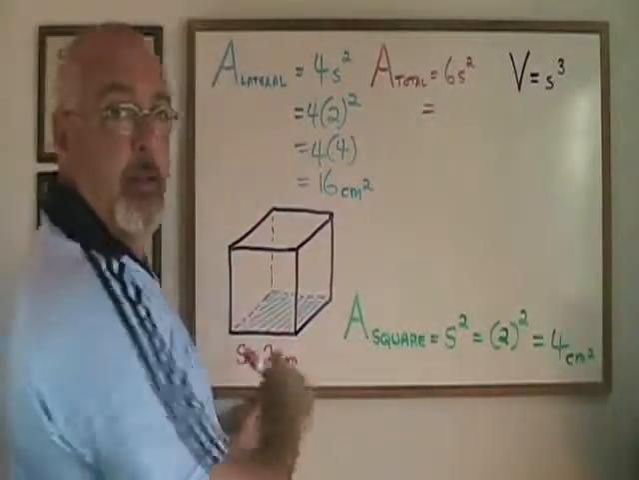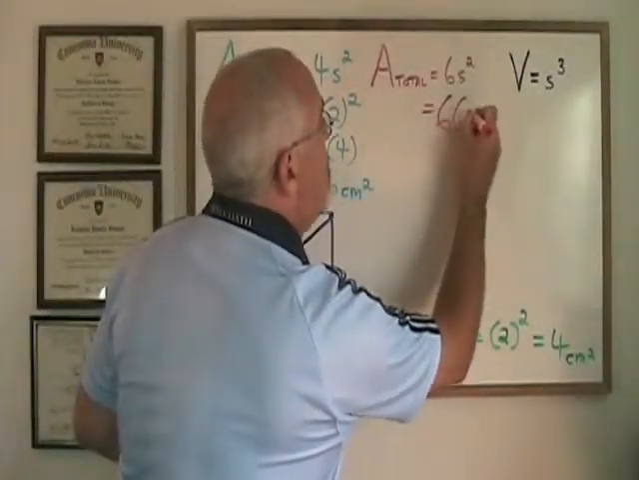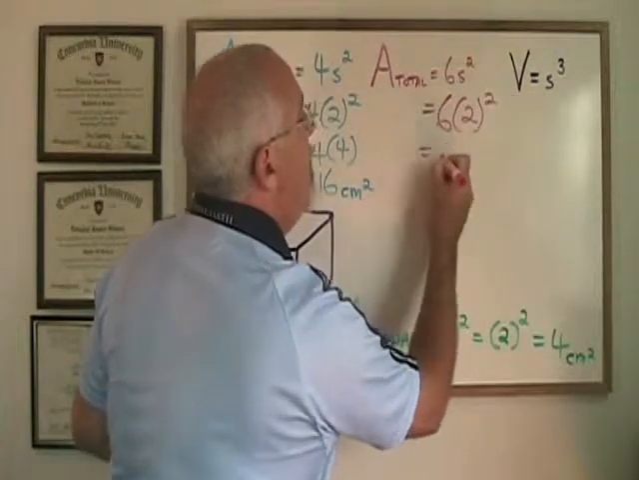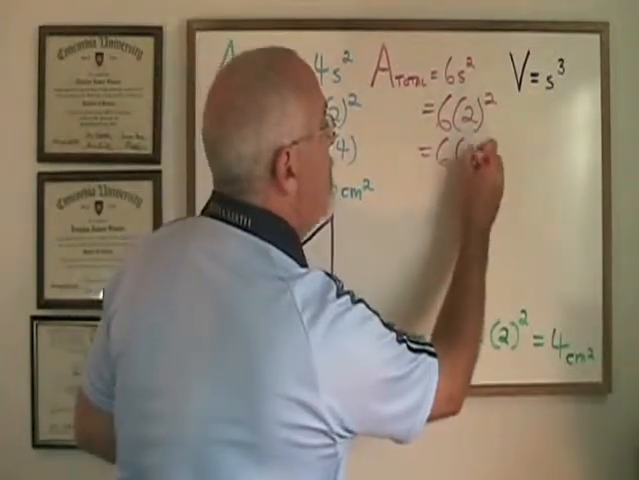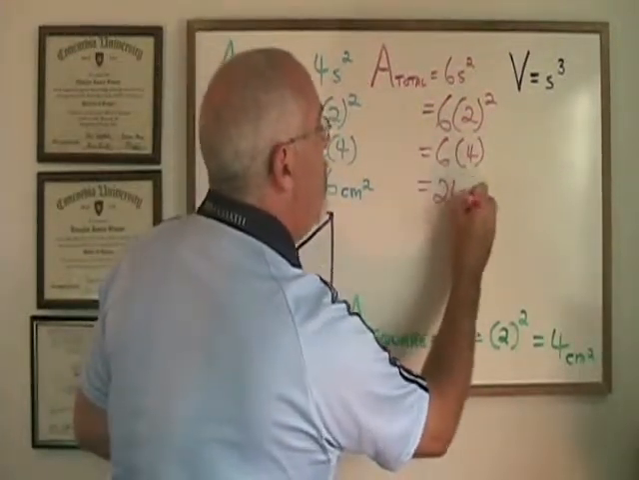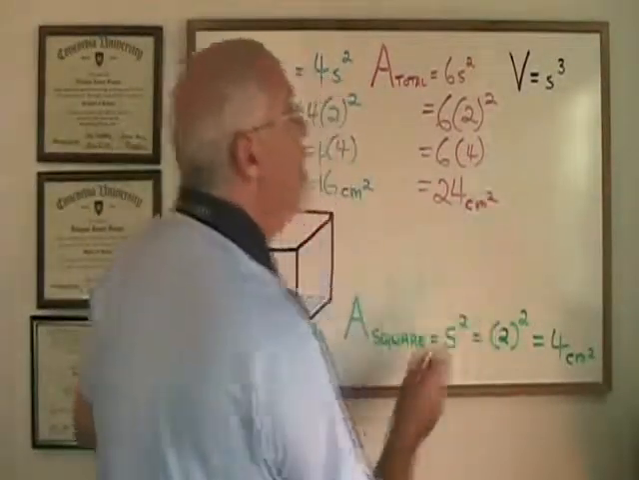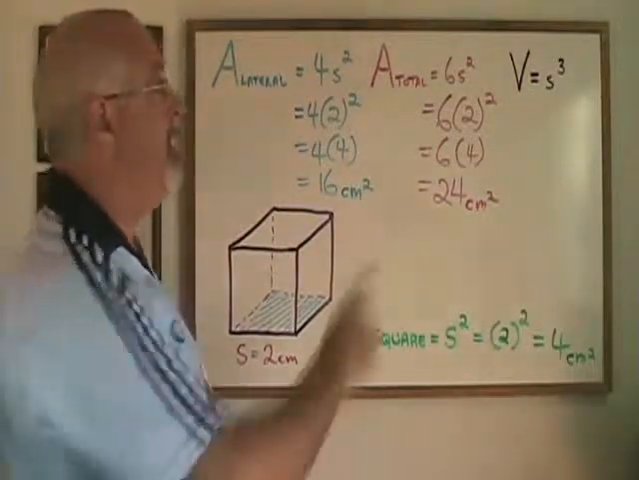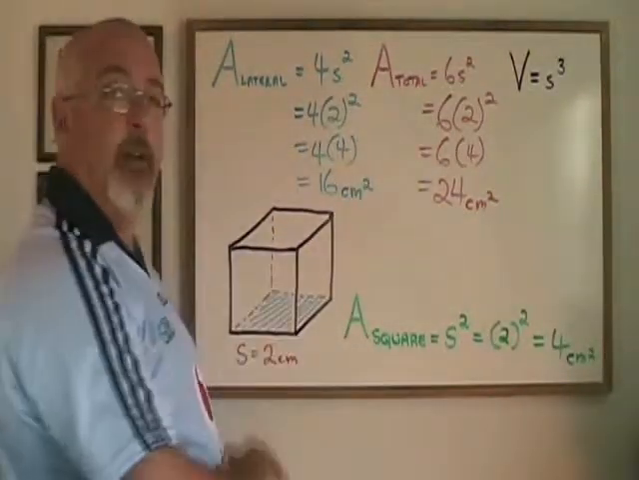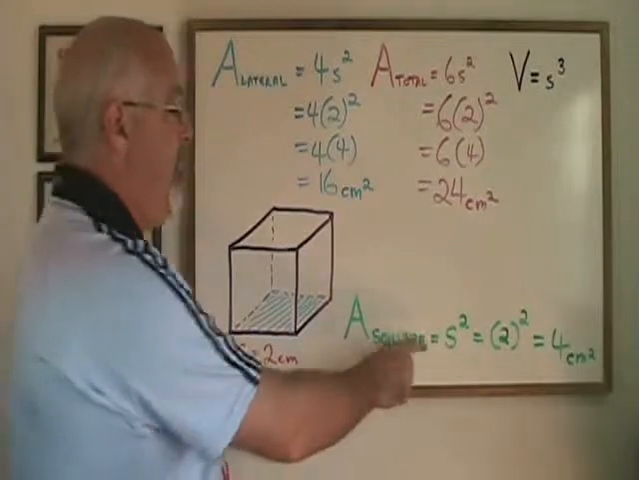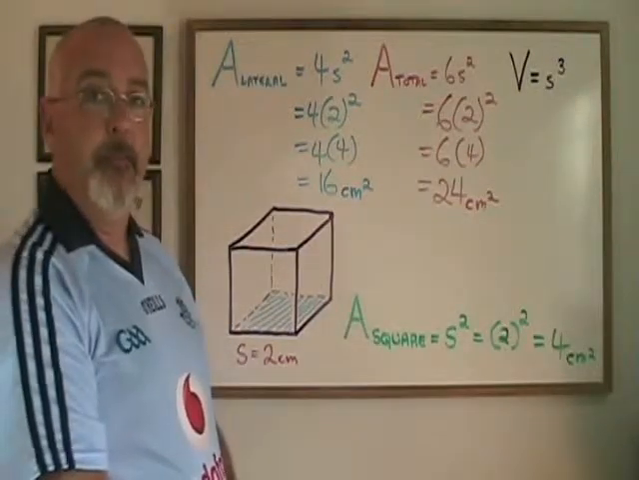So to fill in this formula, the side length is still 2 centimeters. We have 6 times 2 squared. 2 squared is 4, so we have 6 times 4. And our total area of this cube is 24 centimeters squared. Again, we don't have to memorize this formula if we understand the concept of the cube and if we remember the area of a square formula.